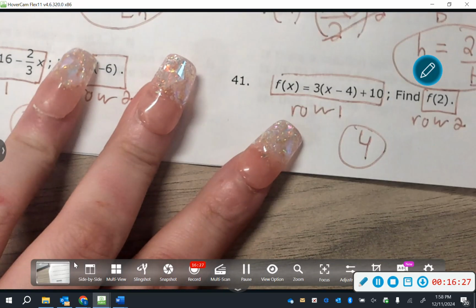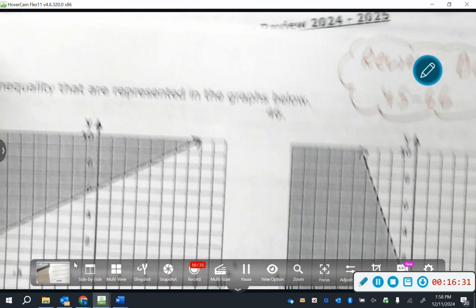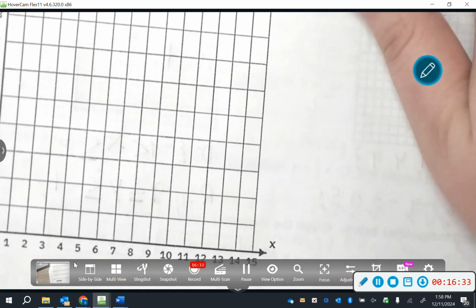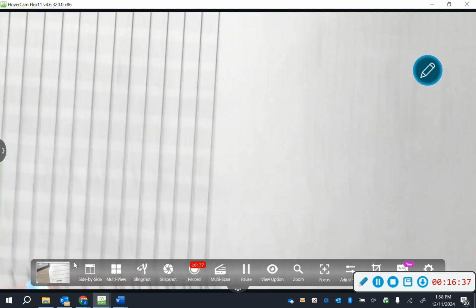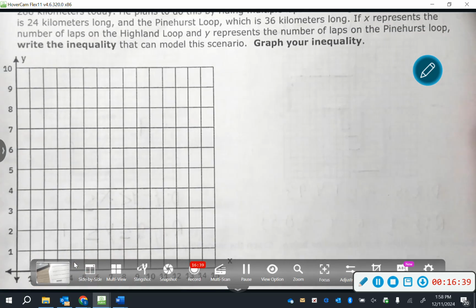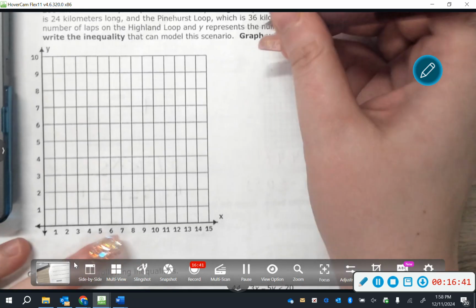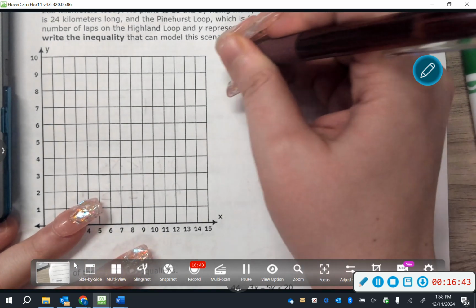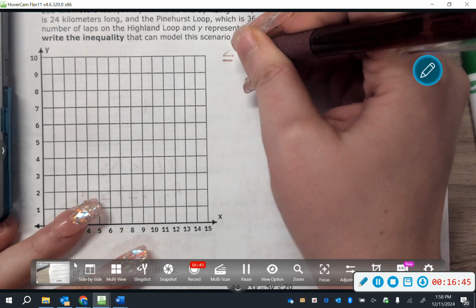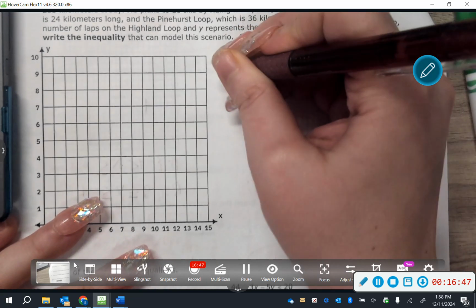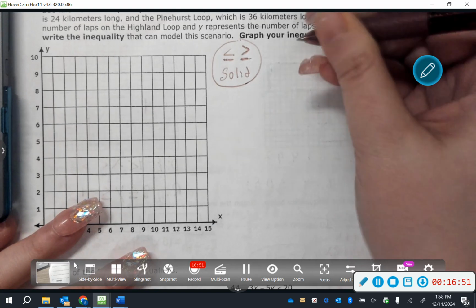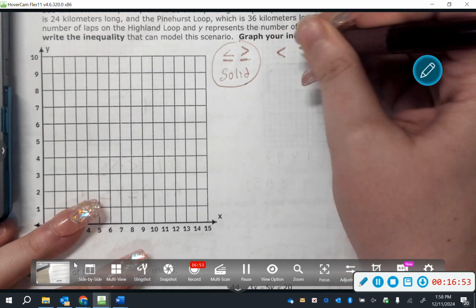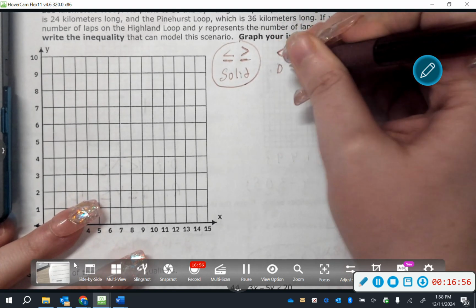All right, flipping over to the back. So graphing inequalities. Couple things we need to know. First of all, as a reminder, if it's less than or equal to or greater than or equal to, it's going to be a solid line. Solid. If it's just less than or just greater than, it's going to be a dashed line.